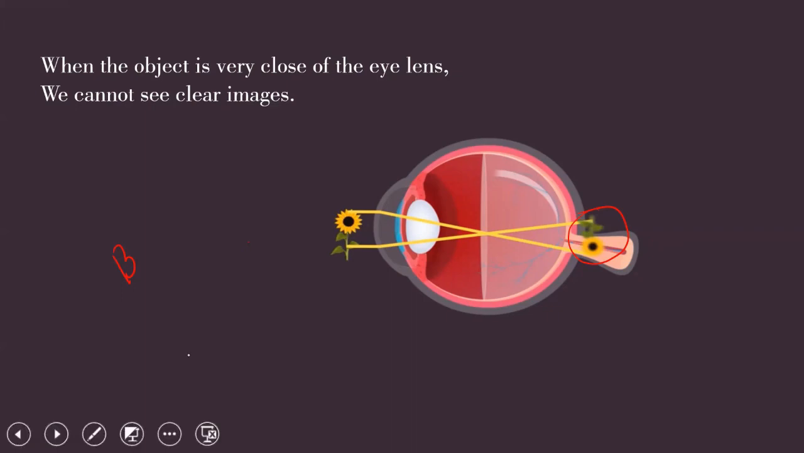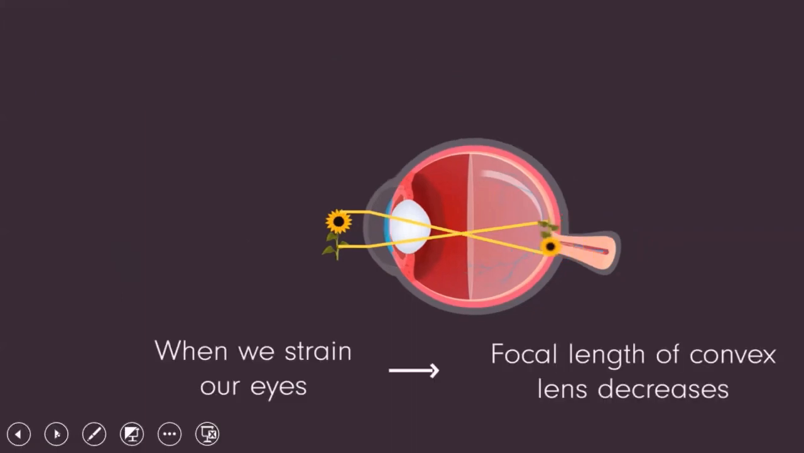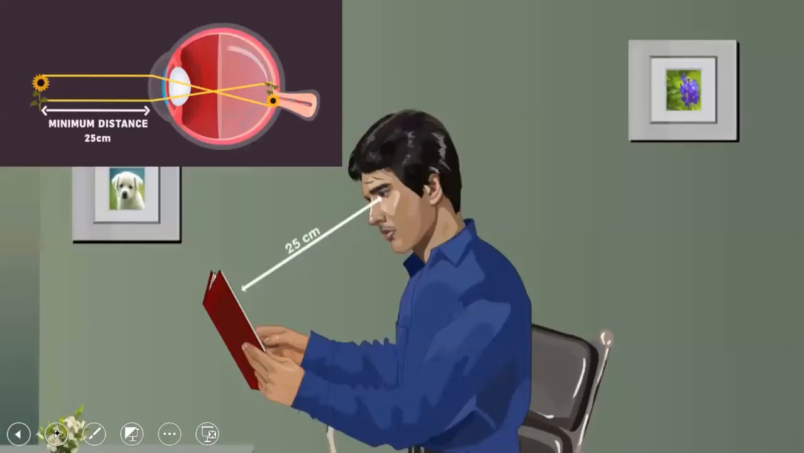So that is why there is a minimum distance. We strain our eyes, the focal length of the convex lens decreases because it becomes bulged, right? So then there is a minimum distance at which we are able to focus the light rays properly so that the object becomes clear. Now this distance is called the minimum distance of distinct vision. For a human eye, that is 25 centimeters. So this 25 centimeters is the minimum distance at which the human eye is able to see objects clearly.